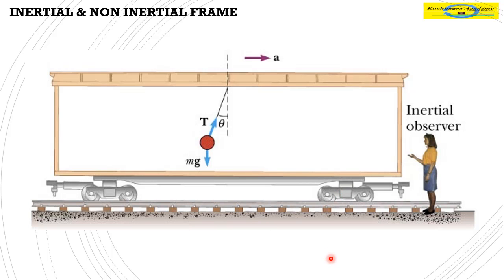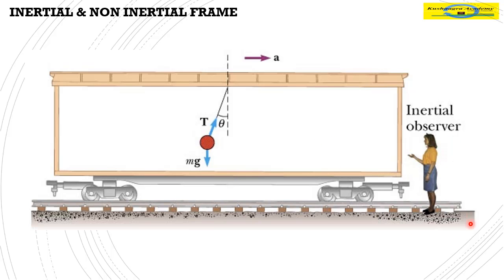Before we understand what an imaginary force is, we have to understand what inertial and non-inertial frames of reference are. For example, a train is accelerating with an acceleration a and a pendulum is here. If the train is not accelerating, the pendulum would have been in this position. But since the train is accelerating, we can imagine that it will be shifted in the left-hand direction. So this is the actual position of the pendulum.